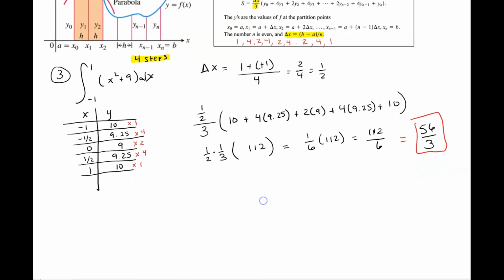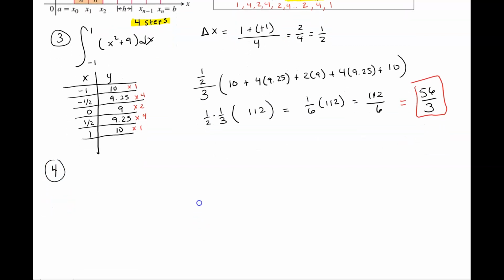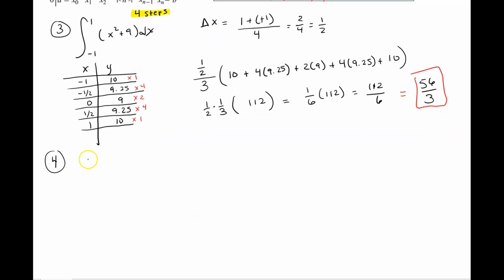All right, and I think we've got time for one more example here of Simpson's rule. Again, we're using parabolas to approximate this. So let's take a look. This one is going to go from 0 to 2, and let's say it's a quartic function, x to the 4th plus 3 dx. And we're going to say this one again has 4 steps when we're calculating our delta x.